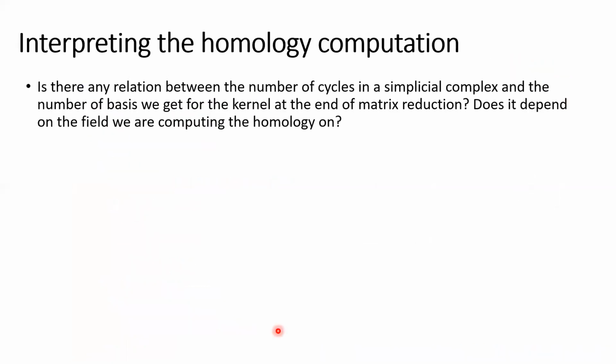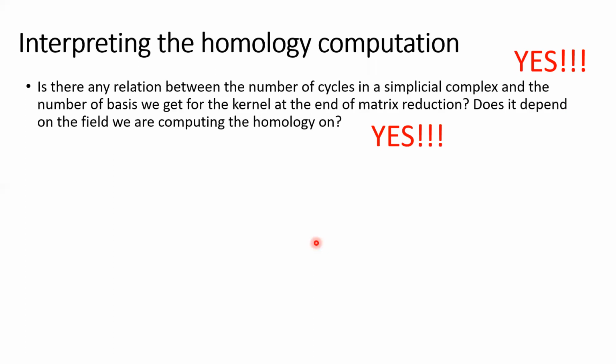Now, the next set of questions have to do with interpretation. Here's a question that we got. Is there any relation between the number of cycles in a simplicial complex and the number of basis elements we get for the kernel at the end of matrix reduction? Does this number depend on the field over which we're computing homology? The answer to both of these questions is yes.